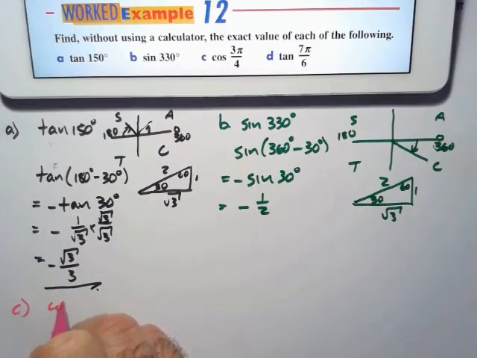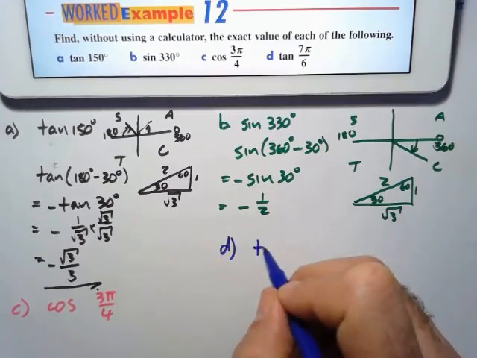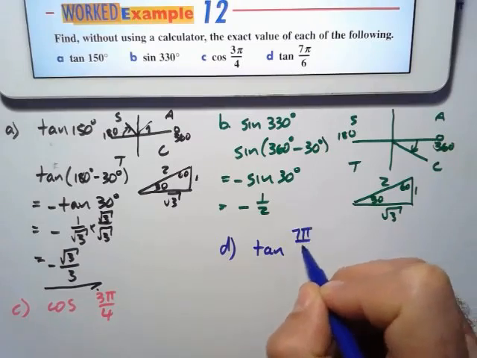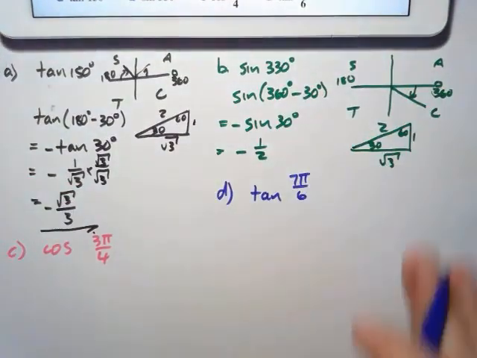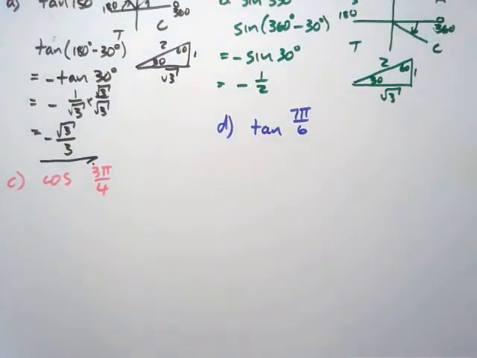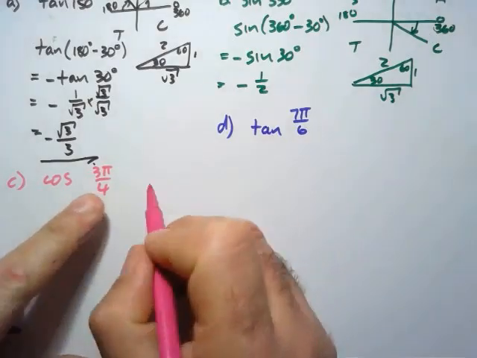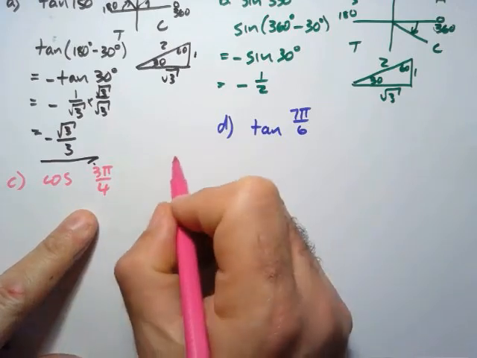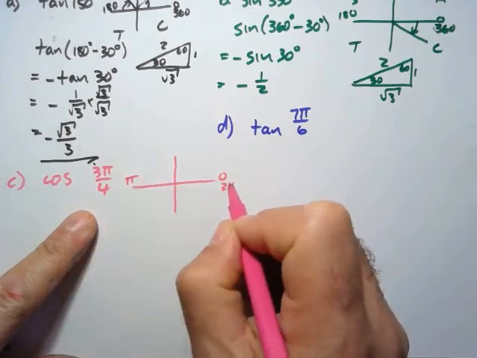C, the cos of 3 pi over 4, and I'll write down D as well. D is the tan of 7 pi over 6. I'm going to move this up so you might lose the question, but I need space to work. So what we're going to do for those two, every time exactly the same thing. We're going to start off with my cast diagram. I'm working in pi's because there's no degrees. So this is 0, this is pi, this is 2 pi.